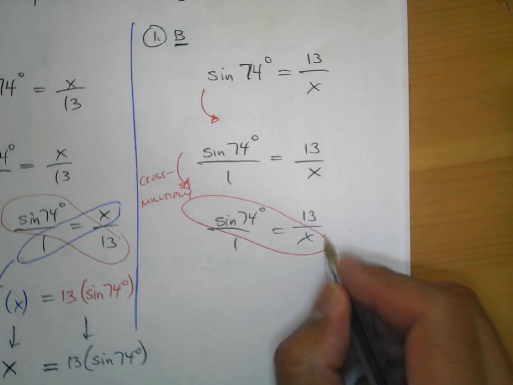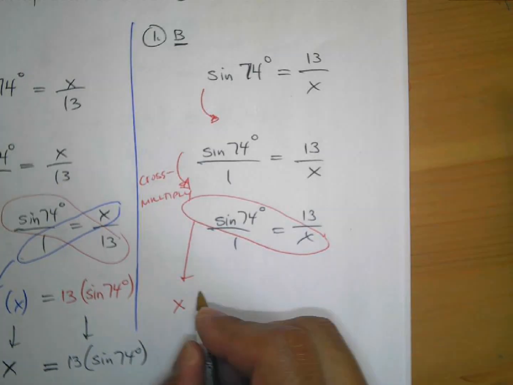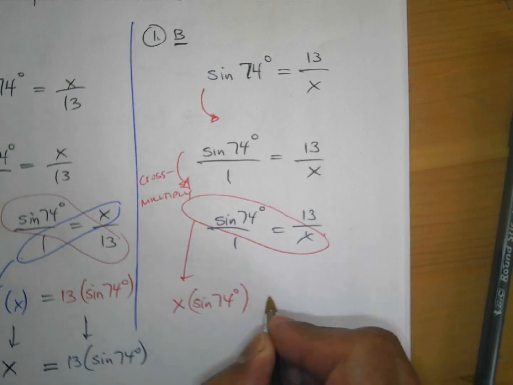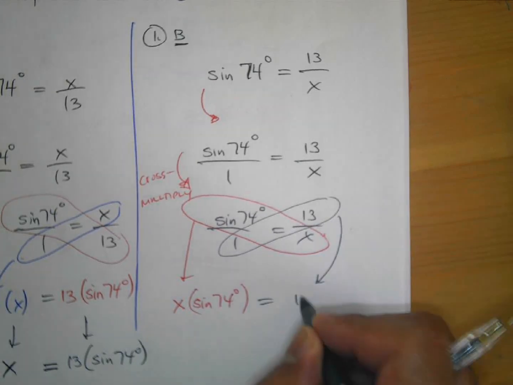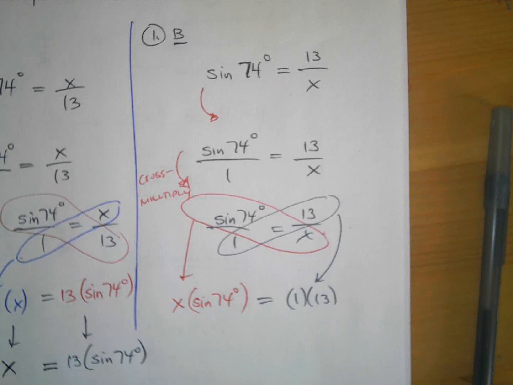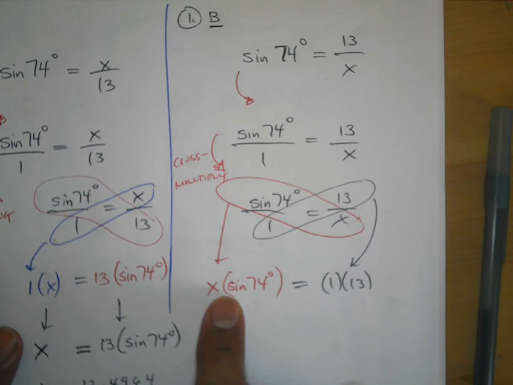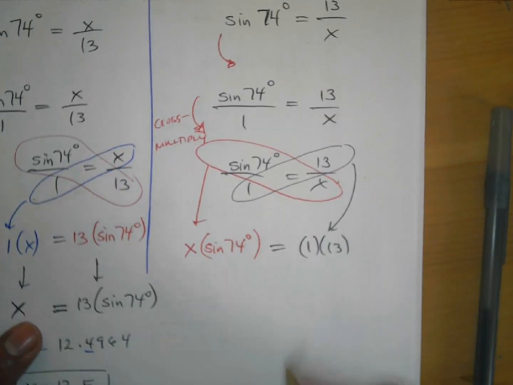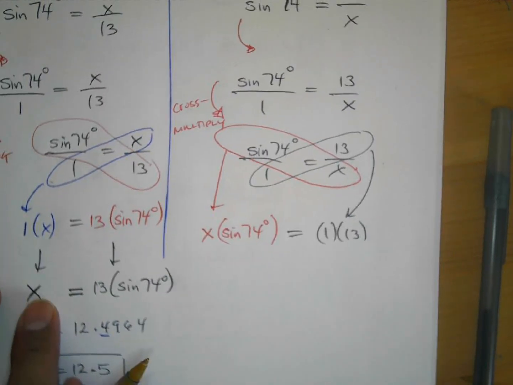I'm going to do the one with the x first. If I do the one with the x first, it's going to say x times sine of 74 equals 1 times 13. See, at this point, when you did that over here, the x was by itself. Here, the x is not by itself. Big difference. Here's where they look like they're the same type of problem, but they're not. This one was already solved for x, or x was already isolated.